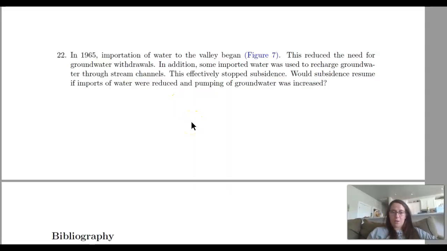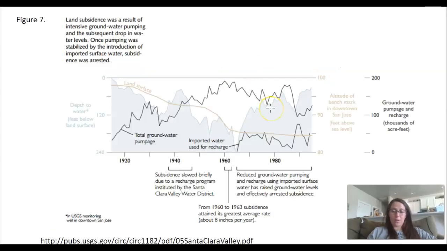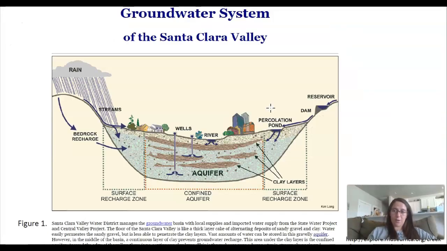This reduced the need for groundwater withdrawals. In addition, some imported water was used to recharge groundwater through stream channels. This effectively stopped subsidence. Would subsidence resume if imports of water were reduced and pumping of groundwater was increased? I'll let you figure that out on your own based on all that you have done so far, what you have understood from lecture and lab, and what you have seen from all the different graphs within this lab.